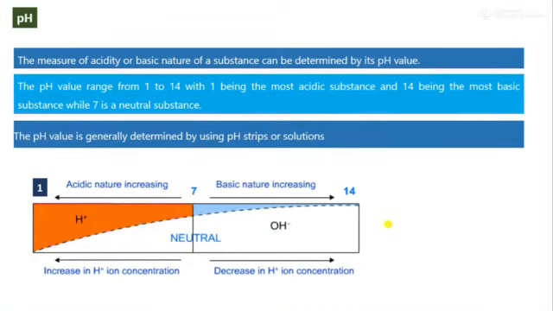Then the next topic is the pH scale. The name itself suggests that it is a scale. What this scale is doing is measuring the acidity and the basicity of a substance. That means how acidic a substance is, how basic a substance is. It tells whether it is a strong acid or a weak acid or a strong base or a weak base, right?